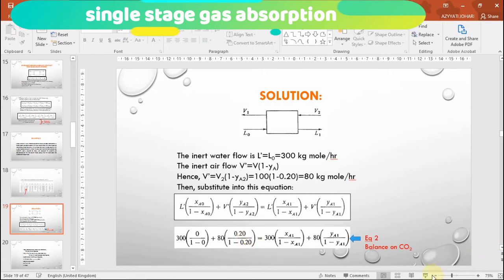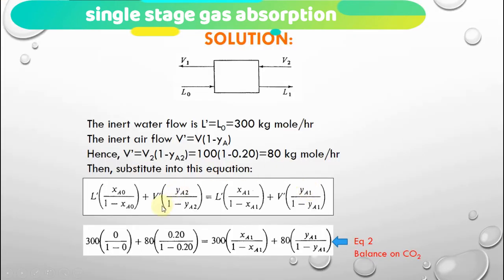which is this one, okay. So you need to write down this equation on your paper, and you need to substitute the information in the equation. But before that, from this equation, you see there is L prime and V prime for X naught, XA naught, YA2, XA1, and YA1. There's no problem because all of those values are already in the diagram.